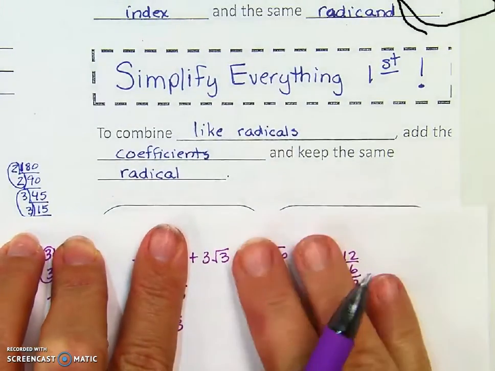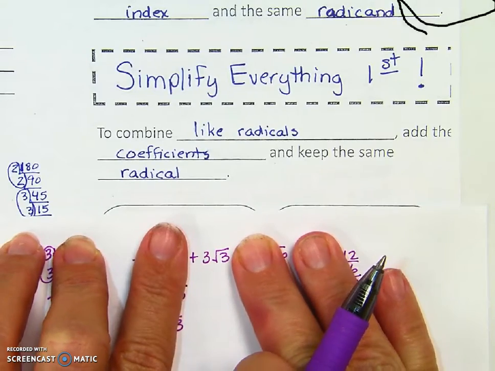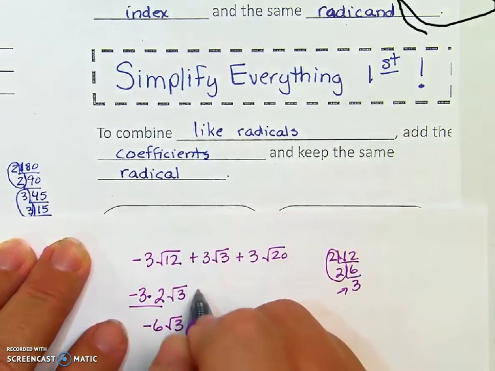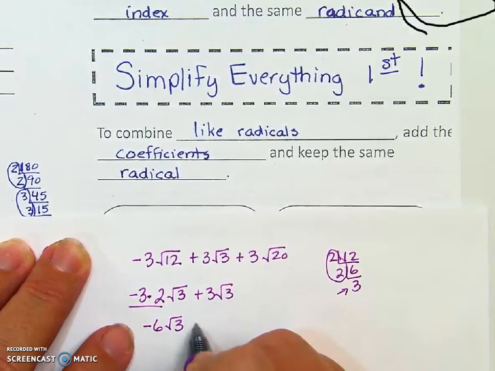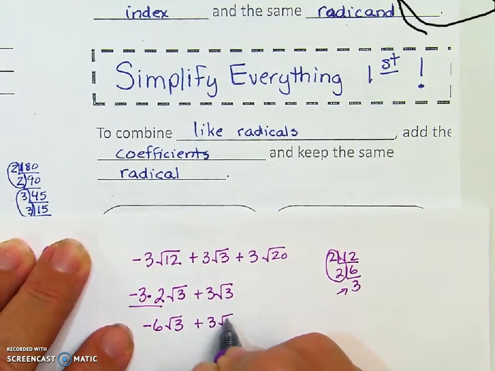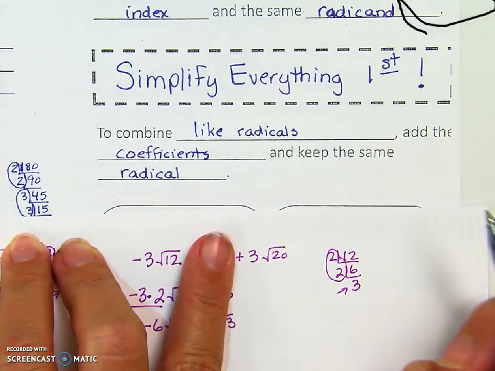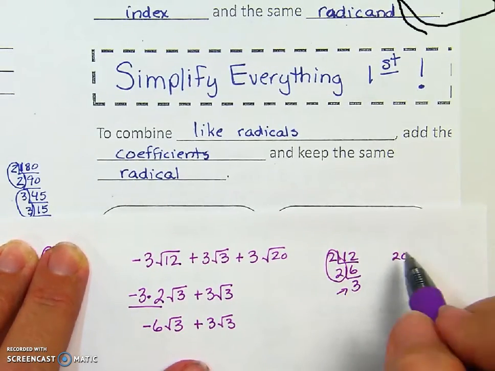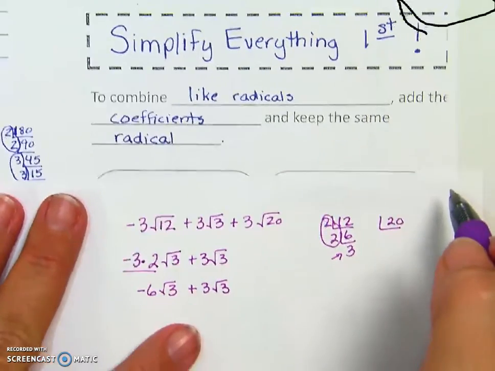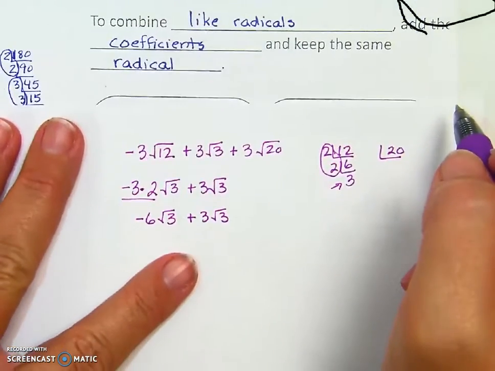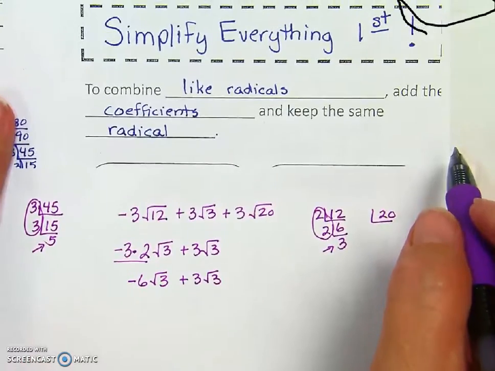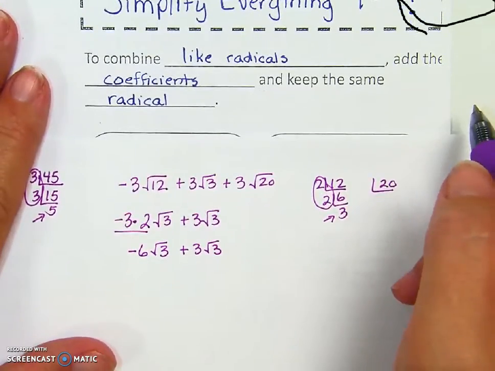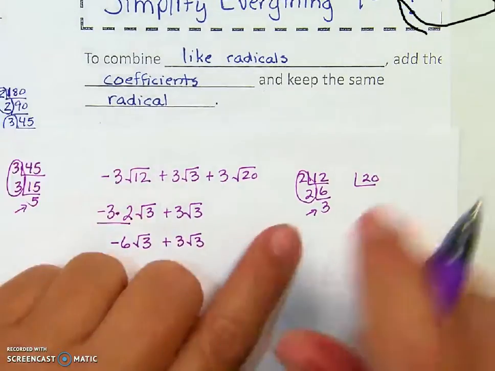So I'm just looking at this one now. That square root of 3 cannot be simplified, so all I'm going to do is bring it down to that final line there. Then I look at this one. That 20 can be simplified, the square root of 20. So I do 20. Make sure you can see this. I'll slide it up a little bit. Remember, simplify everything first.